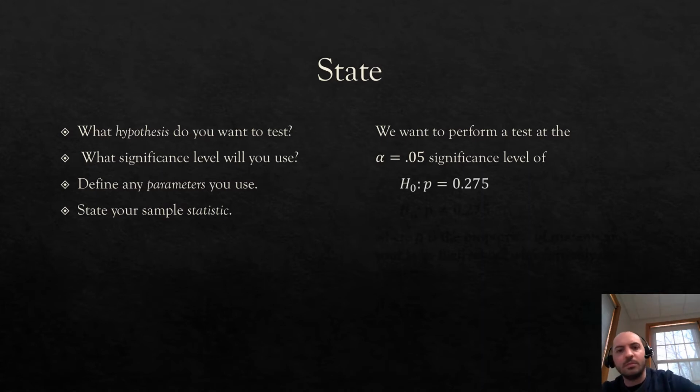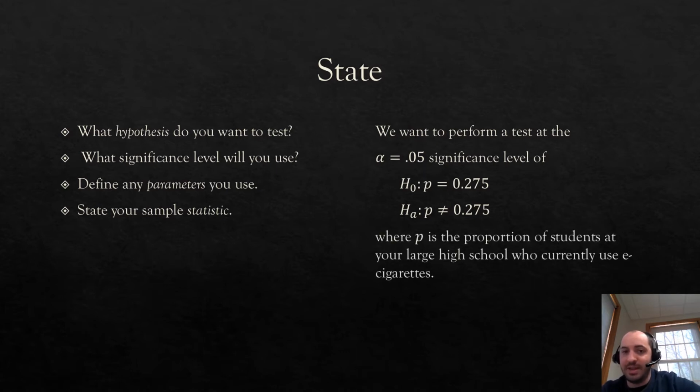In this, we are going to have our null hypothesis be that the national proportion is 0.275, and our alternative to be that the proportion is not equal to that, because you want to see if your high school differs from that national proportion. And again, p is the proportion of students at your large high school who currently use e-cigarettes. And then our statistic is 40 out of the 180 responded to current e-cigarette use.